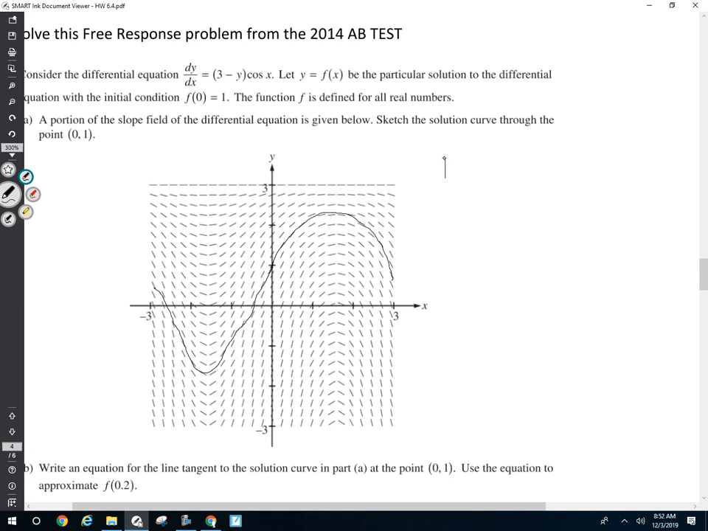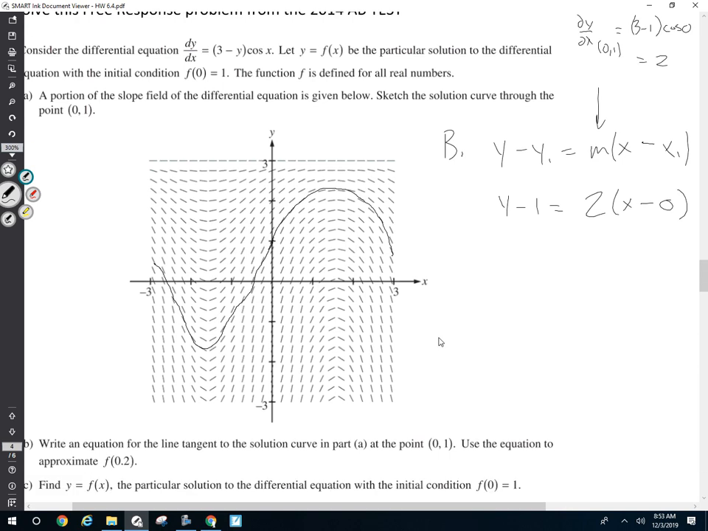So again, let's do part B over here. I'm looking for y minus y1 equals m times x minus x1. Equation of tangent lines. We have the point 0, 1, so y minus 1 equals m times x minus 0. M comes from dy dx. It'd be dy dx at the point 0, 1. I plug in 1 for y, 0 for x. I get 2. M is 2. It is not an equation. It is a value, a tangent slope.